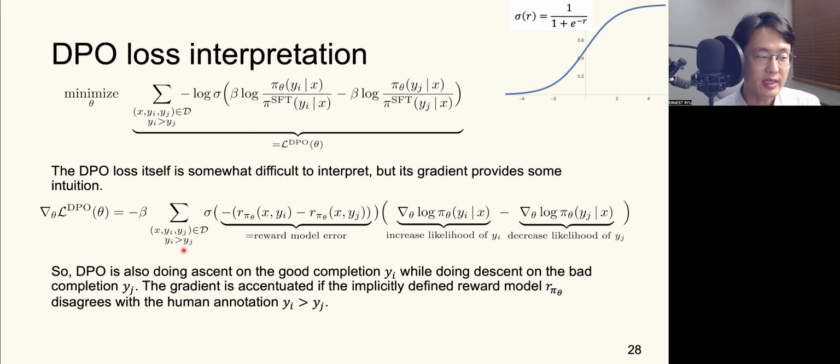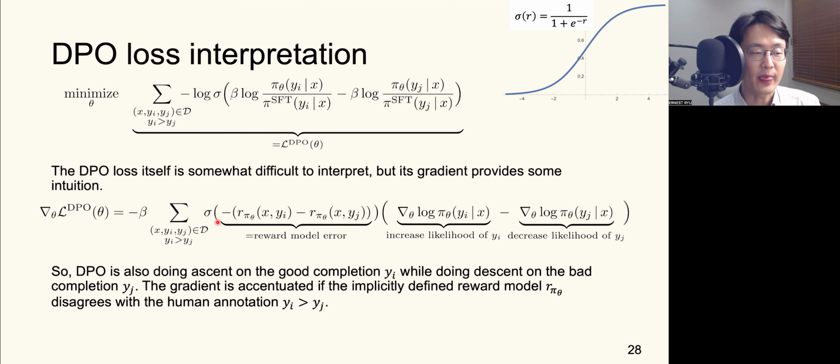Now, yi is a better completion than yj, as judged by the human annotators. And let's say the reward model is correct and agrees with the human annotators. So if the reward model is correct, then R of yi will be larger than R of yj. So this difference between the R's will be positive if things are correct. And then we flip the sign. So the input becomes negative if things are correct, and then we'll be in this region, and the gradient updates will have small magnitude. So when the reward model agrees with the human annotation, then we take a small gradient step.